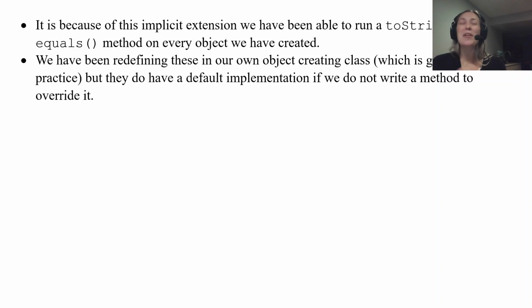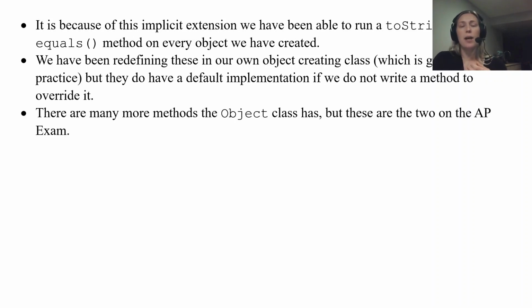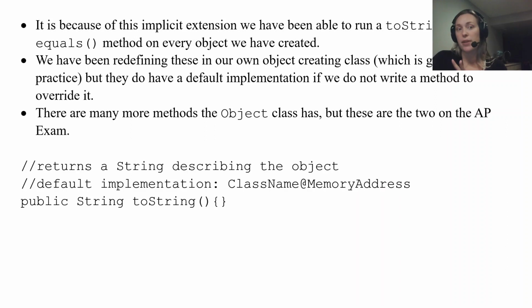Okay, so we always redefine our toString and our equals method to accommodate the object we are working on. The default implementation up in the Object class doesn't necessarily work like we want it to work. There are many methods in the Object class, but these are the only two that are on the AP exam, so this is what we're going to focus on, the toString and the equals method.